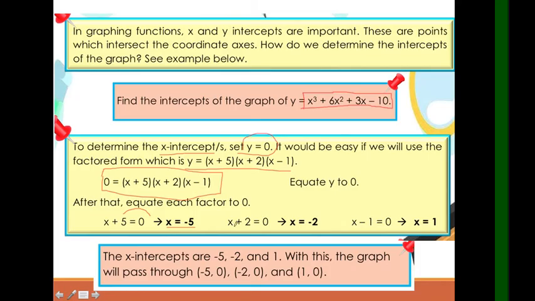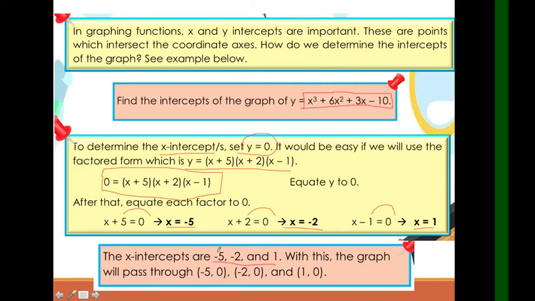The second factor is x plus 2 equals 0. So, ililipat ko si 2, magiging negative 2. And finally, x minus 1 is equal to 0. Ililipat ko siya, so magiging x equals 1. So, we have these factors now. So, the x-intercepts are negative 5, negative 2, and 1. And with this, the graph will pass through.